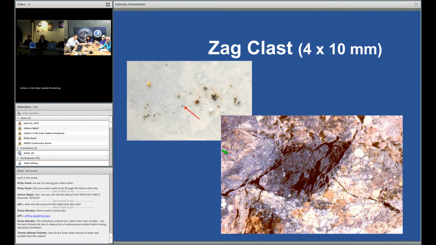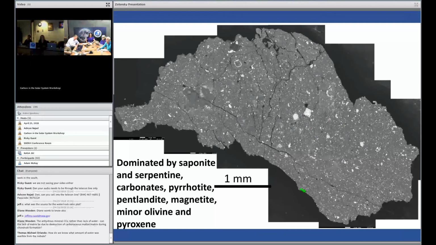Moving on. Well, it turns out that also in this same meteorite with the halite, Zag, there's a C chondrite clast. It's about the size of your fingernail. It's pretty cool. We've been looking at this for a while.